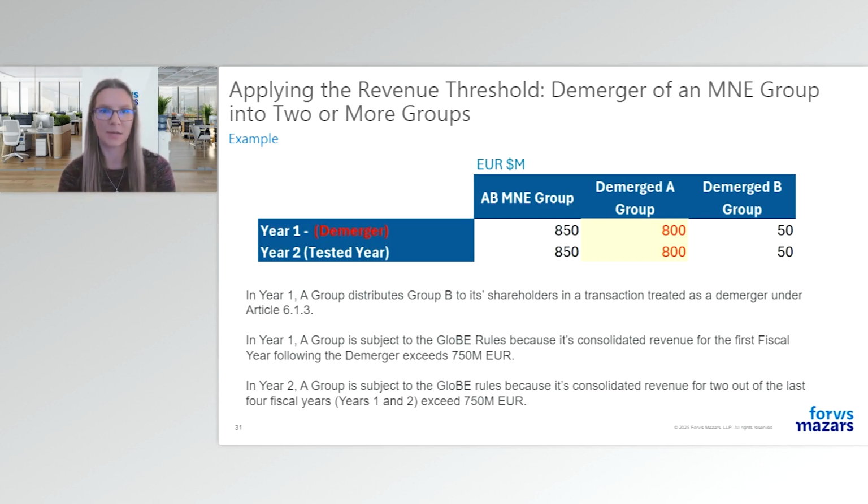I think this example considers that the demerged B group would be on its own and therefore not subject to the revenue threshold test, but it could be within the scope of GLoBE rules to the extent it was joining another M&E group that met the consolidated revenue threshold and met the definition of an M&E group. That's a great point there, right?